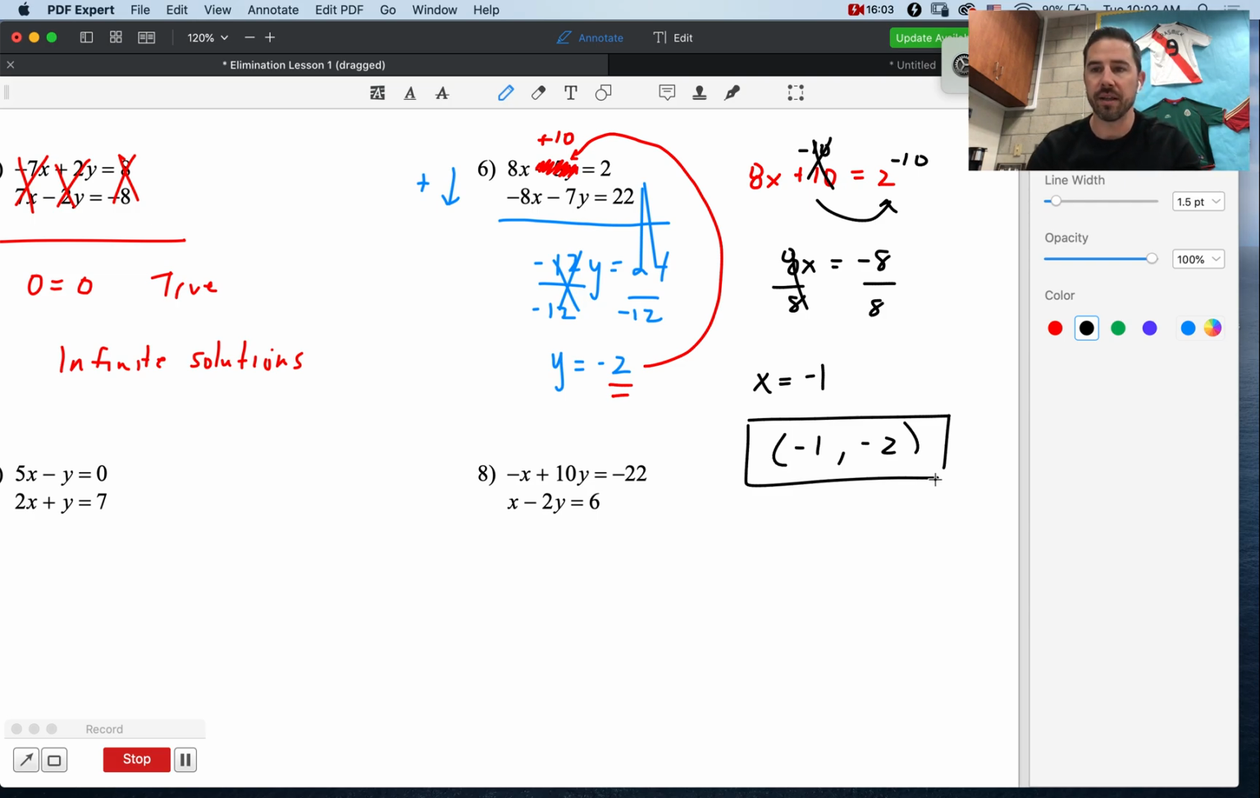Okay, that's elimination. The easiest type of elimination problems we could have, hands down. Next lesson, I'm going to add a little bit of spice. Okay, we're going to ramp it up a little bit, but it's not going to be too bad. And we'll do some practice problems, and that's going to be it for the week.